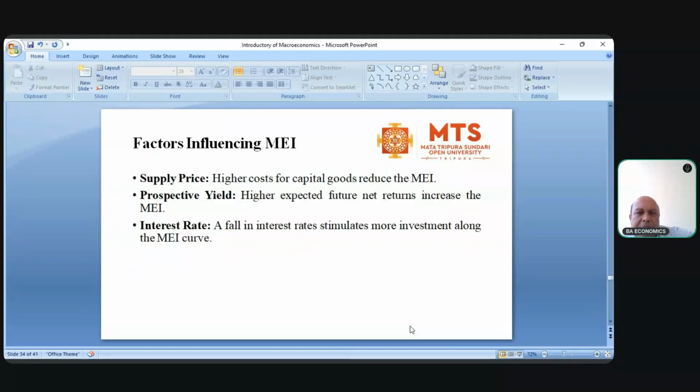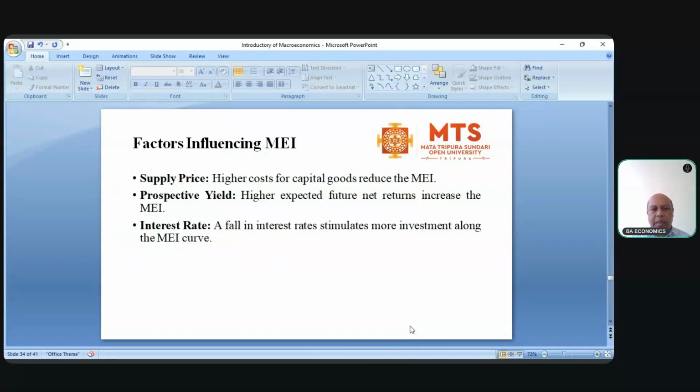Factors affecting marginal efficiency of investment. Marginal efficiency of investment is influenced by many factors, such as supplier price. Higher cost for capital goods reduces MEI. So if the cost of production or of using machines or capital goods increases, then the investment level will decline. Prospective yield: higher expected future net return increases MEI. As I said previously, if a farm hopes that the return from investment or from using capital will be very high, it motivates them to invest. So the profit margin is very high in this case.